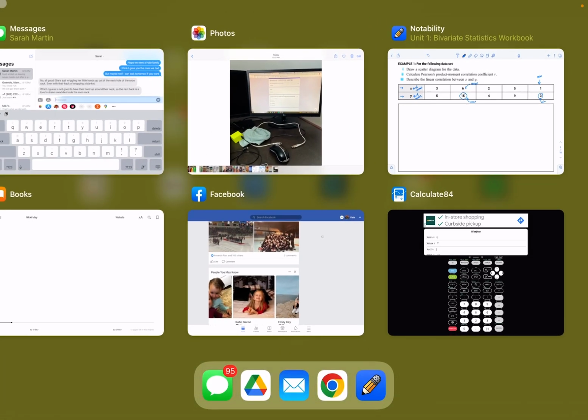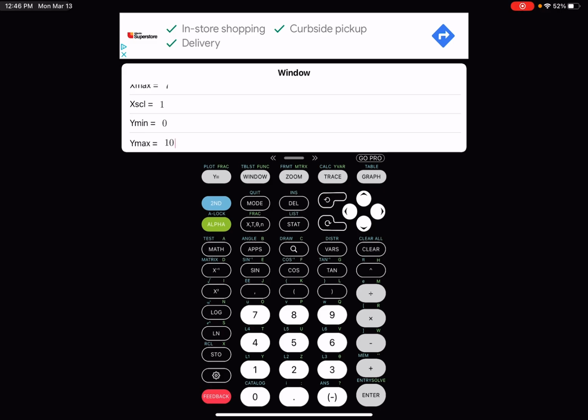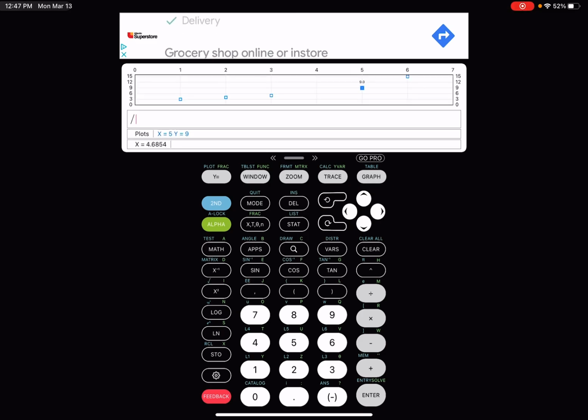So I'm going to make my Y min 0. And my maximum Y value is 15, so I'm going to make my Y max 16. Now when I go to graph, it's showing me all 5 of my data points in lots of clear detail. So I can see each of those 5 data points there on my graphing calculator.